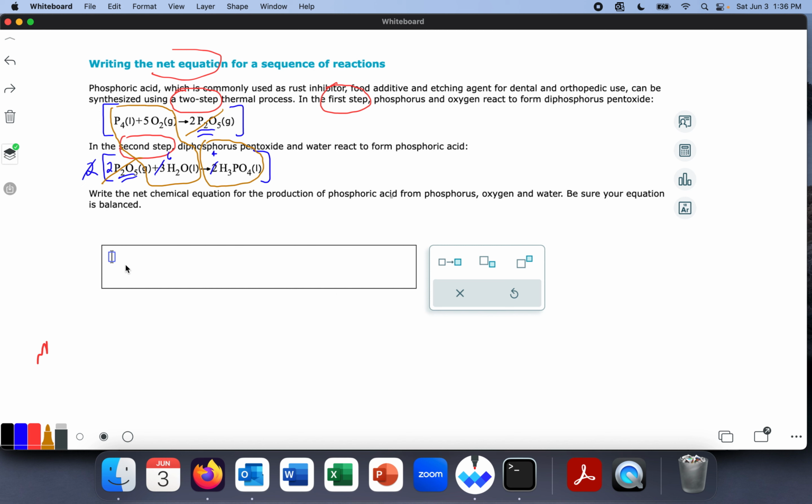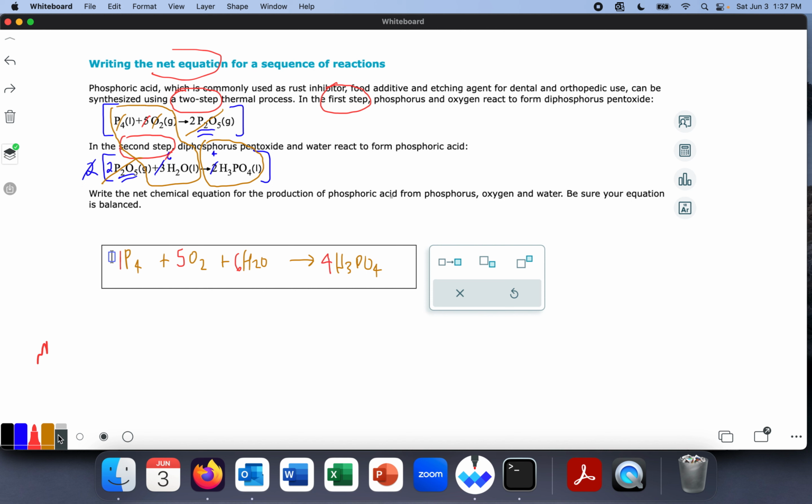See that? So it's going to be P4 plus O2 plus water, and it's going to produce phosphoric acid. Now let's put the numbers in there. It looks like it's going to be 1 mole of P4, 5 moles of O2, 6 moles of water, and 4 moles of phosphoric acid.